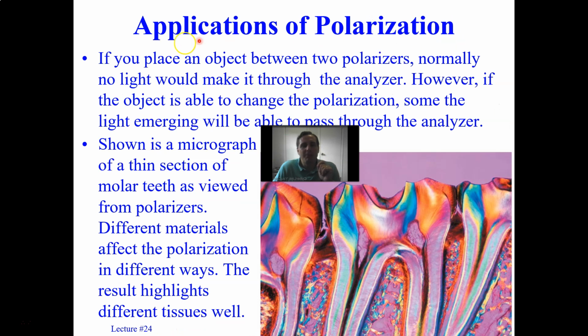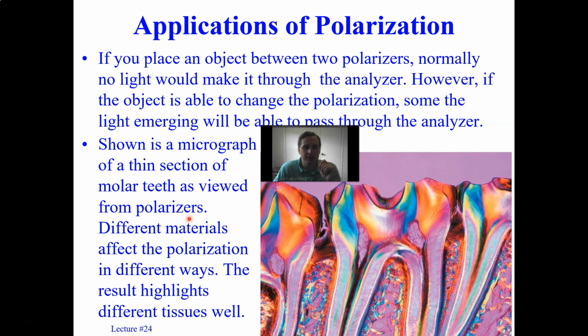What are some important applications of polarization? If you place an object between two polarizers, normally no light would make it through the analyzer. Okay? Let's say if the two polarizers are perpendicular. However, if the object is able to change the polarization, some of the light emerging will be able to pass through the analyzer.